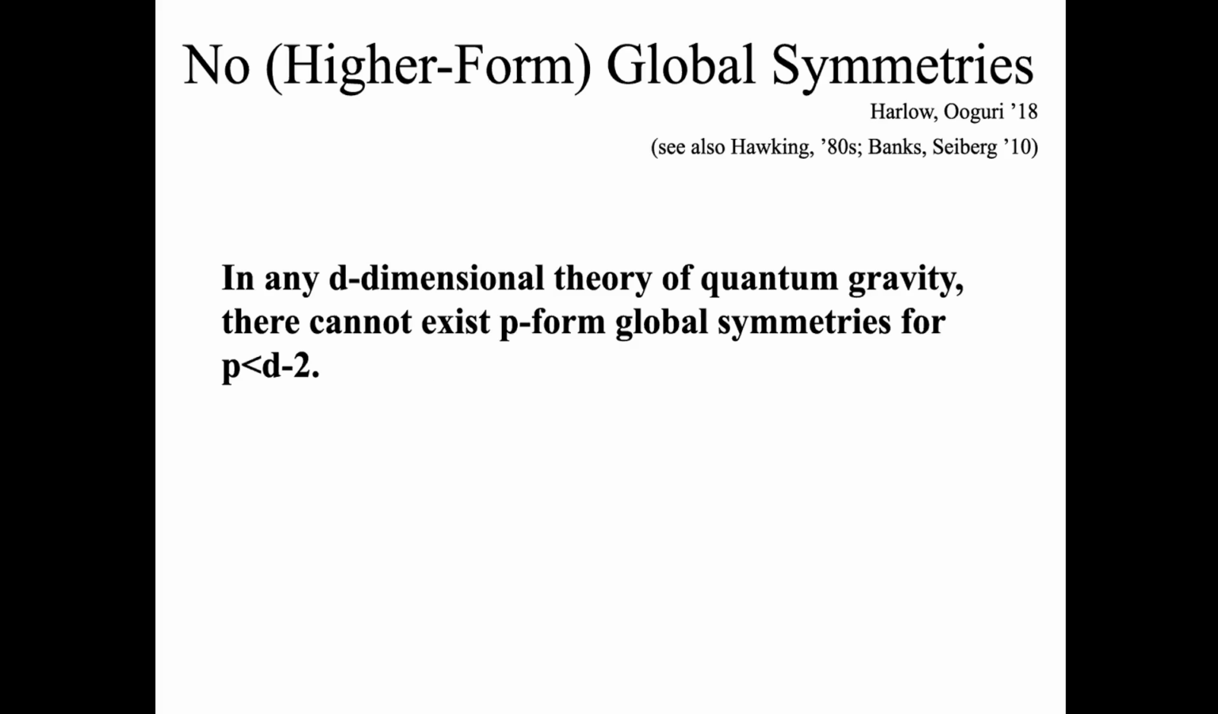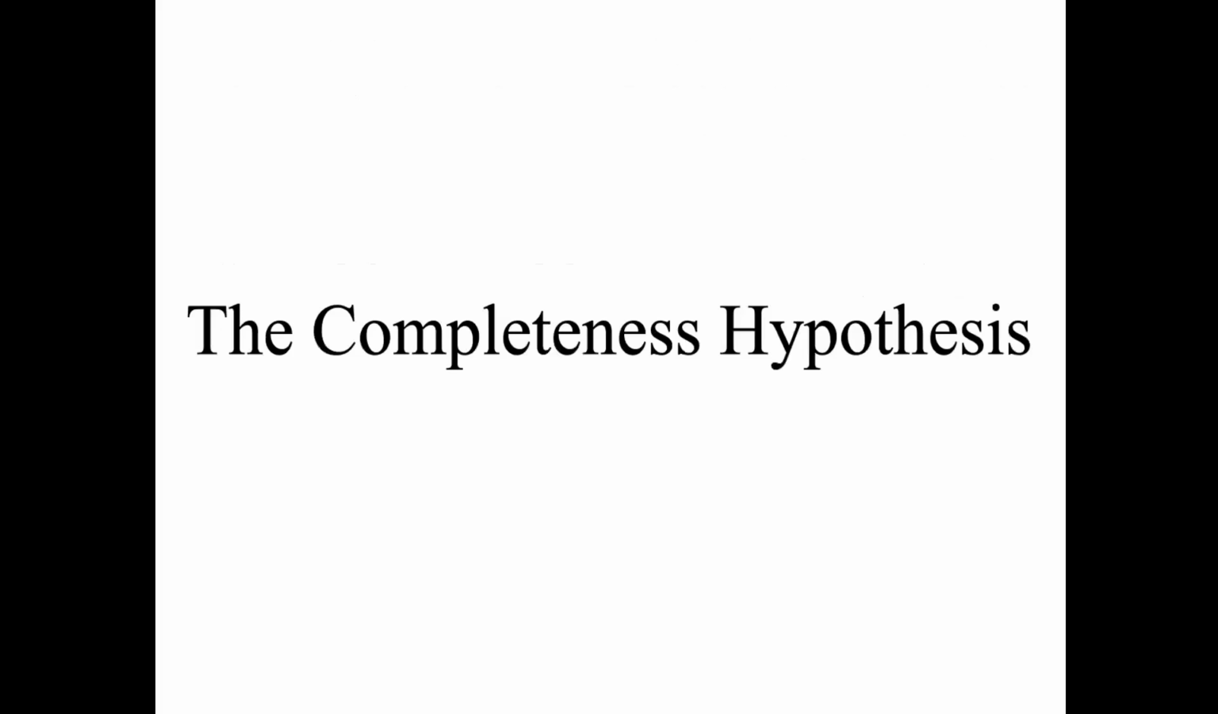So this, as I say, is important because in quantum gravity, we expect that there will not be any higher-form global symmetries. This was argued for the case of an ordinary global symmetry by Hawking in the 80s, and there's a famous summary of this argument in Banks and Seiberg. More recently, Harlow and Ooguri have given this argument in the context of AdS/CFT, which extends to the case of these higher-form global symmetries, provided that p is less than d minus 2. So this is the well-supported swampland statement that we tend to believe.